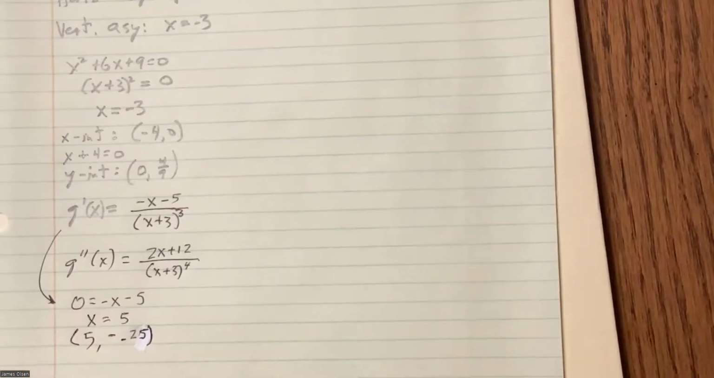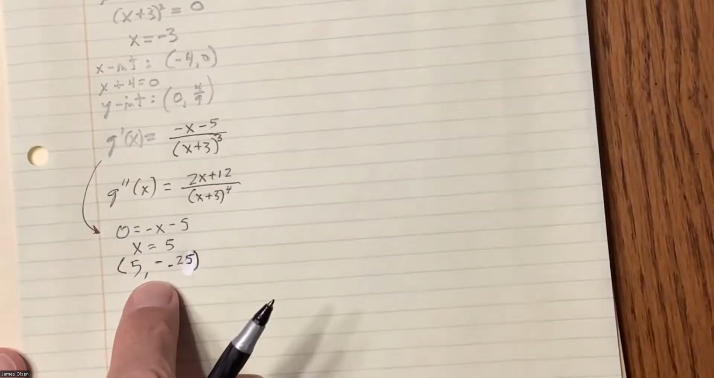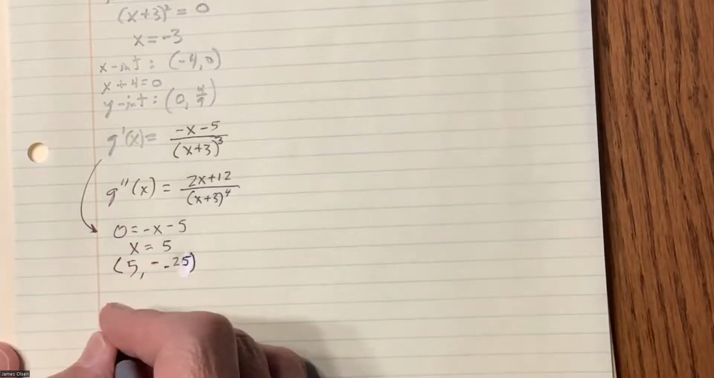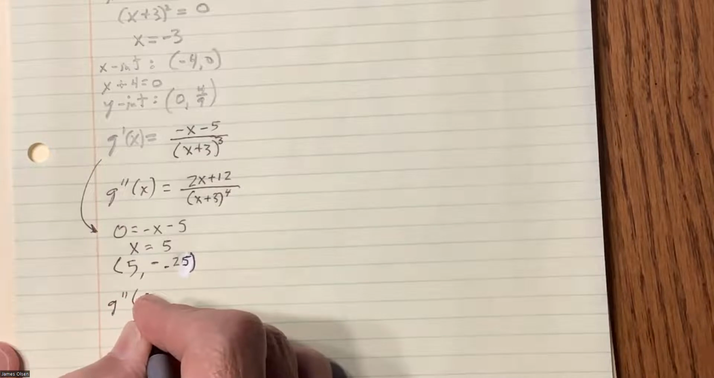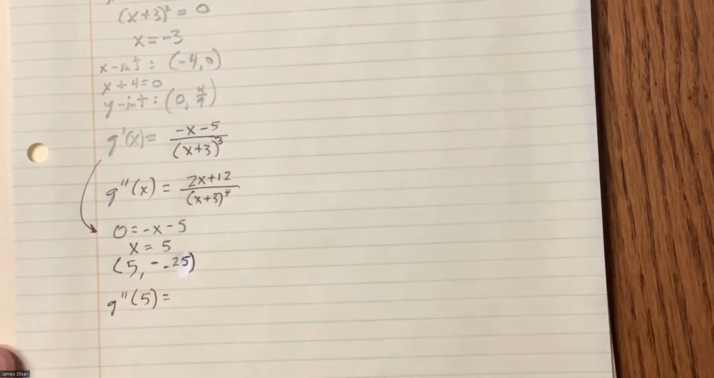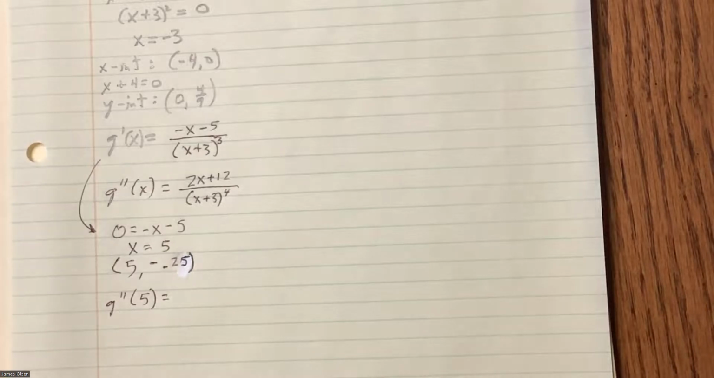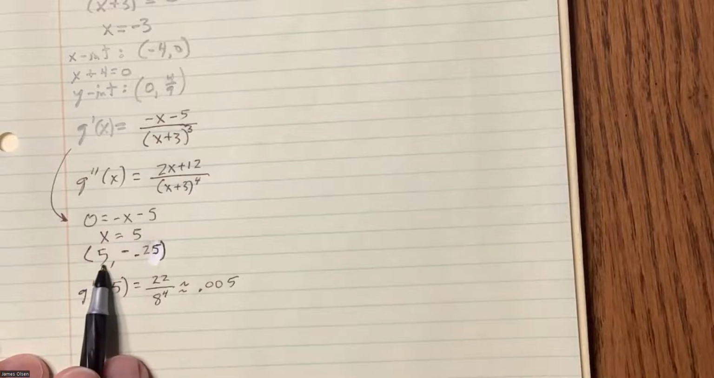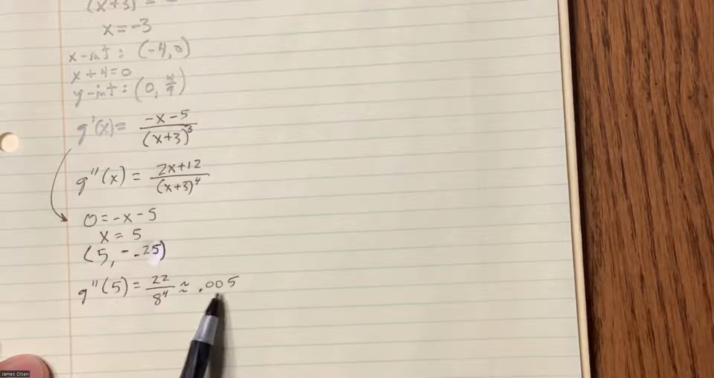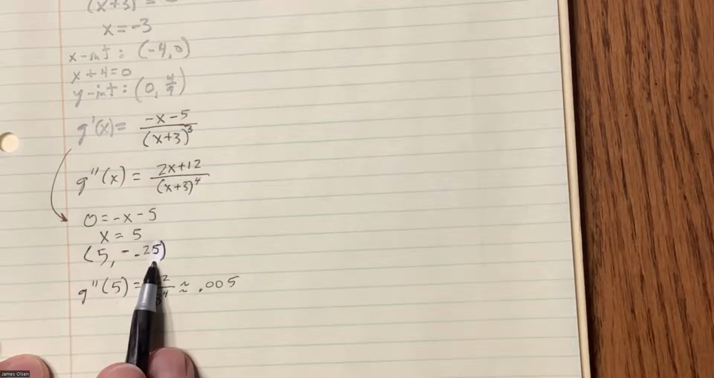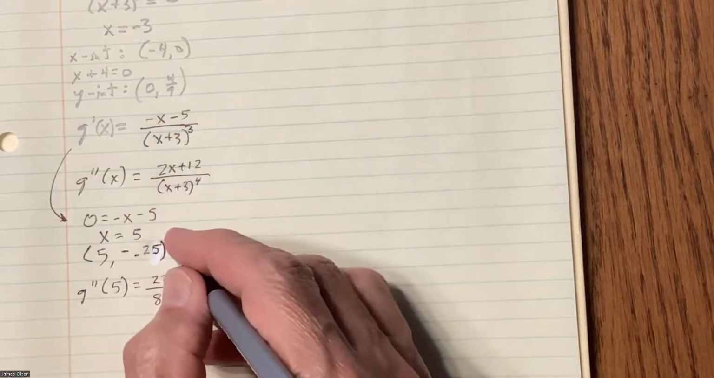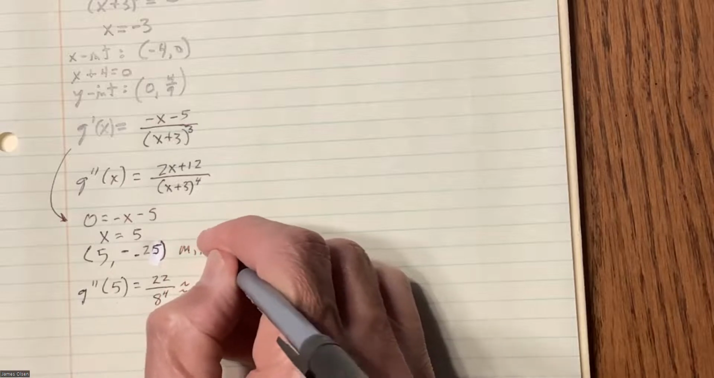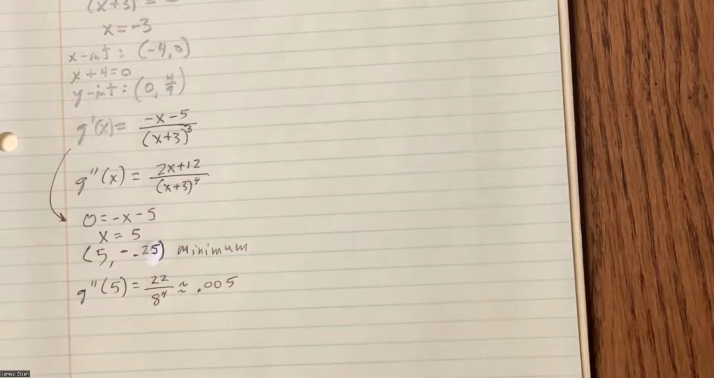Now, we need to determine if this is a maximum point or a minimum point. So we're going to use the second derivative test. I'm going to take the second derivative and substitute in 5. Let's run that into a calculator and see what we get. When I substitute 5, my critical value, into the second derivative, I get a positive number. It happens to be tiny, but it's positive, which means by the second derivative test that this is a minimum point. That is the only extreme point.